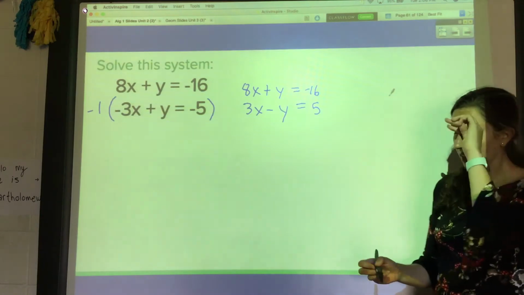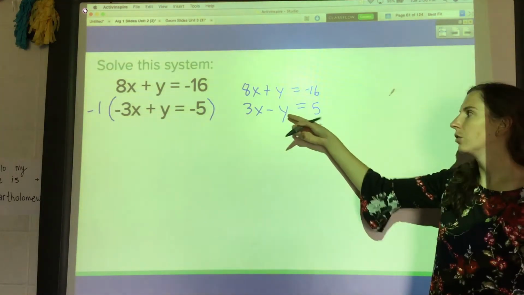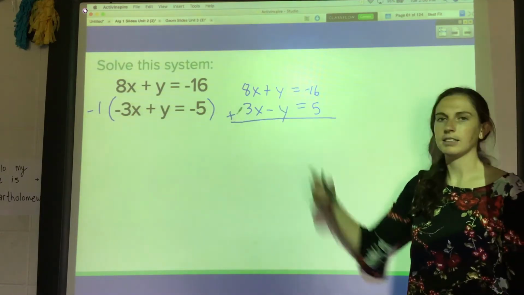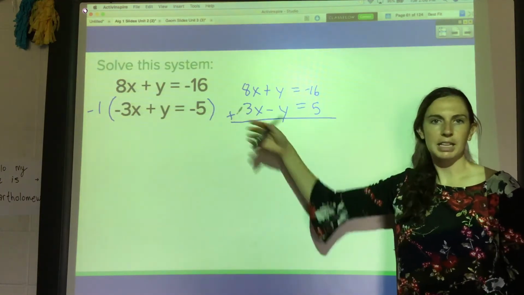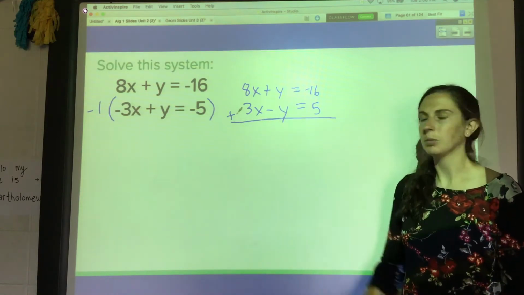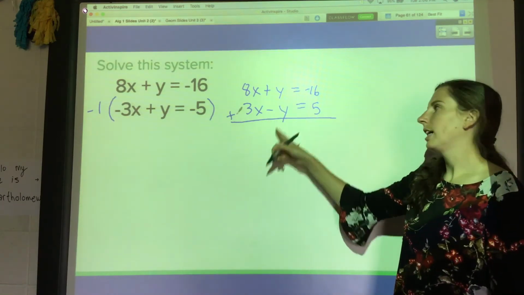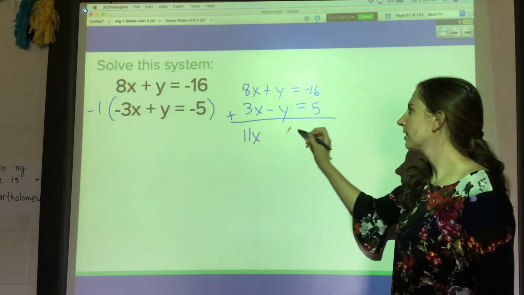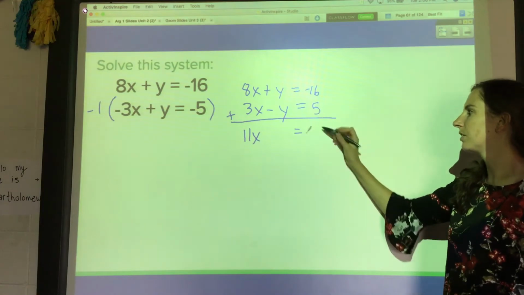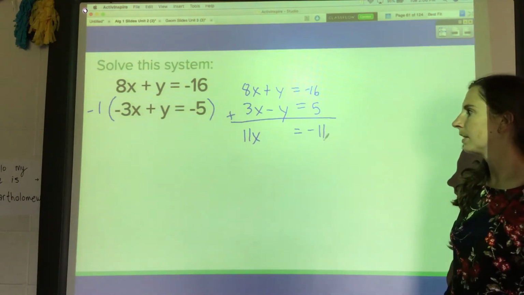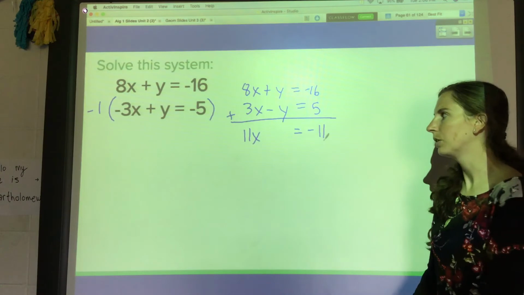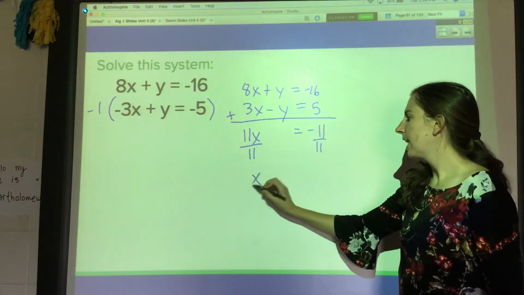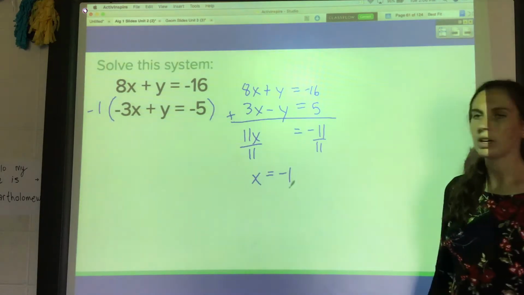Okay, and the reason that was helpful, I just basically made this a negative y, because now I can add them up and eliminate the y's. And so it doesn't have to be the x that you eliminate. You could eliminate either variable. y plus negative y is 0. 8x plus 3x is 11x. And negative 16 plus 5 is negative 11. And now I've eliminated the y variable. So I'll divide by 11 on both sides and get x equals negative 1.